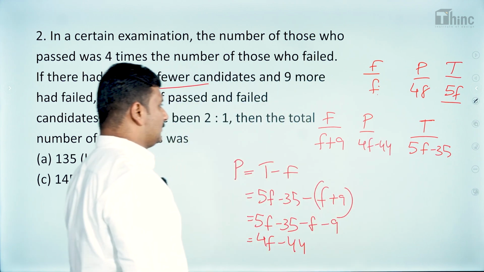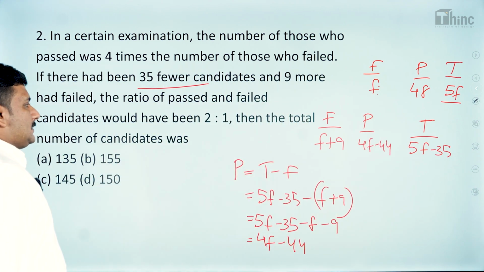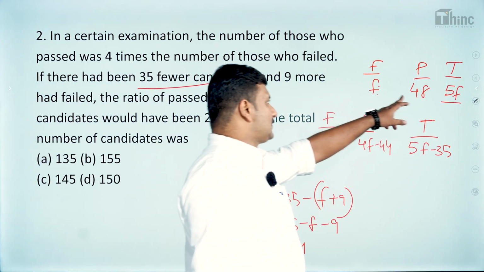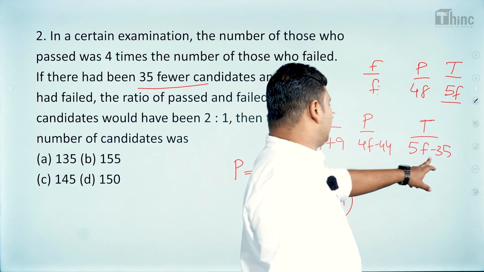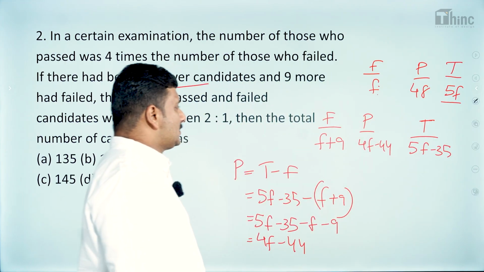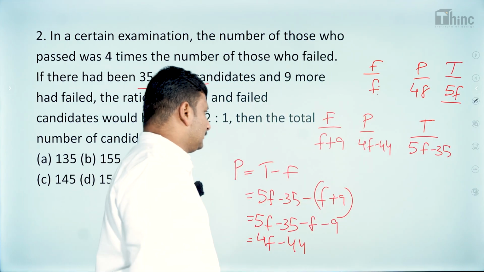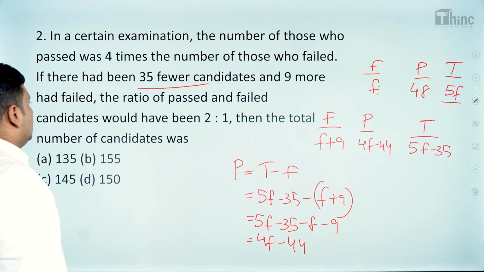So this is how it works now. I believe all these are clear for you. So those who failed is F, those who passed is 4F, and total is initially 5F. Now the total is 35 less, those who failed is 9 more, so those who passed will be 4F minus 44. Okay, so I believe this much is clear for you.